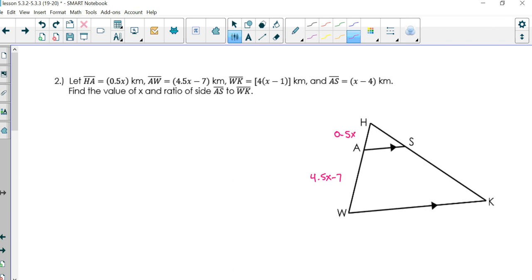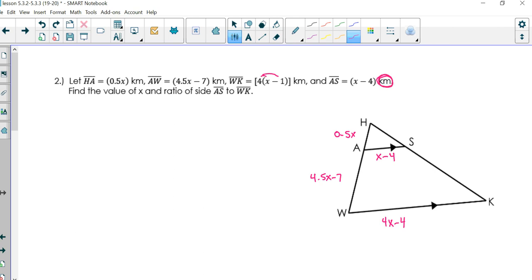We know that segment WK, which is this bottom segment, is, and I'm going to distribute this so that I don't have to do it again later, 4x minus 4. We know that segment AS, which is the bottom of this triangle, is x minus 4. Okay, everything's measured in kilometers, so I don't need to throw the units on here. I'll use that for my answers.